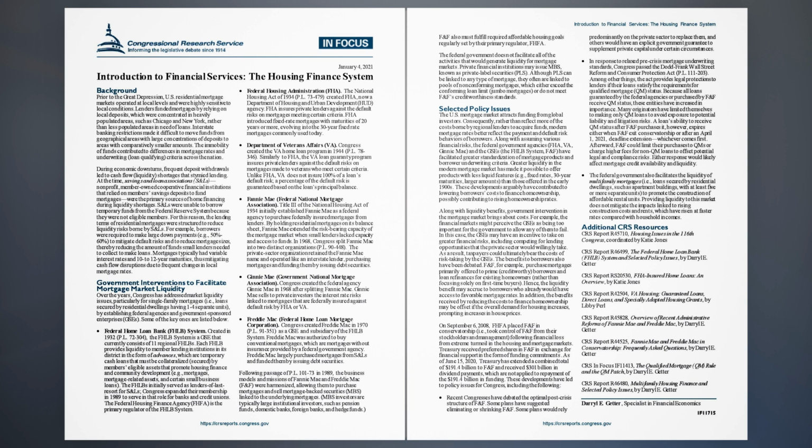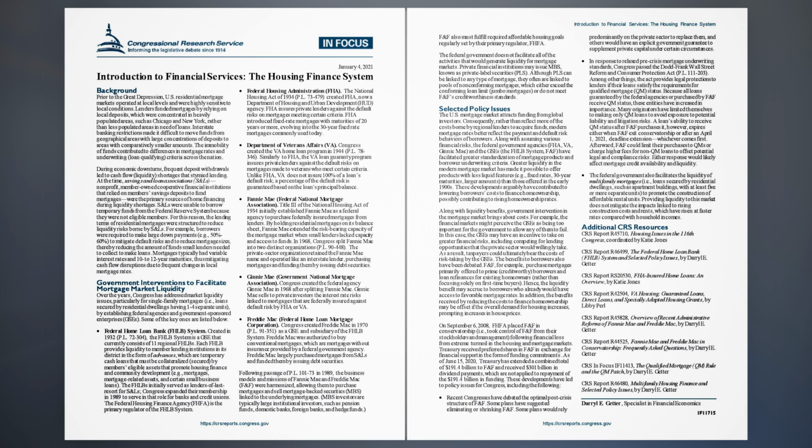On September 6, 2008, FHFA placed F&F in conservatorship, that is, took control of F&F from their stockholders and management, following financial loss from extreme turmoil in the housing and mortgage markets. Treasury received preferred shares in F&F in exchange for financial support in the form of funding commitments. As of June 15, 2020, Treasury has extended a combined total of $191.4 billion to F&F and received $301 billion in dividend payments, which are not applied to repayment of the $191.4 billion in funding. These developments have led to policy issues for Congress, including the following.